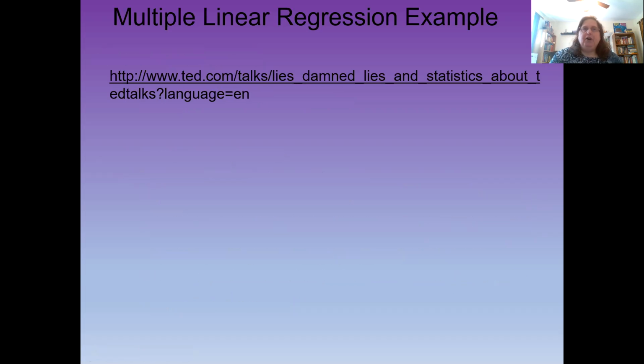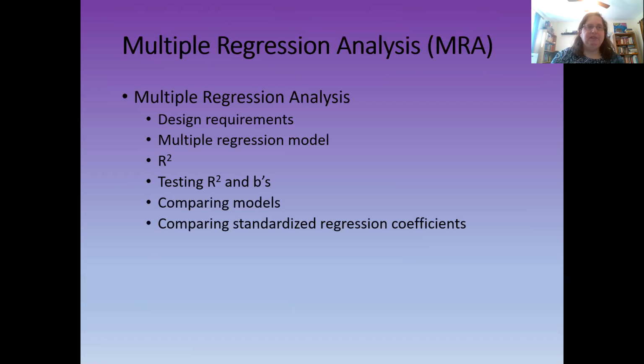This is a fun multiple linear regression example, just if you'd like to kind of dip your toes in a little bit first. And if you like TED Talks, you might enjoy this. It's called Lies, Damn Lies, and Statistics About TED Talks. And it goes through a multiple linear regression model for TED Talks and what makes some TED Talks more popular than others. Okay, so feel free to check that out. It's an optional thing, but feel free to check it out.